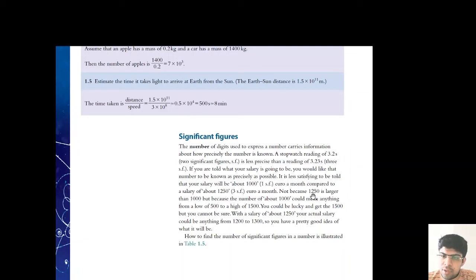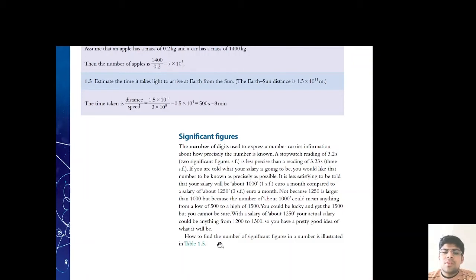Not because 1,250 is larger than 1,000, but because the number of about 1,000 could mean anything. It may vary from a low of 500 to a high of 1,500. Who knows? And you could be lucky and get the 1,500, but you cannot be sure with a salary of about 1,000. With 1,250, your actual salary could be anything from 1,200 to 1,300, so you have pretty good idea of what it will be.